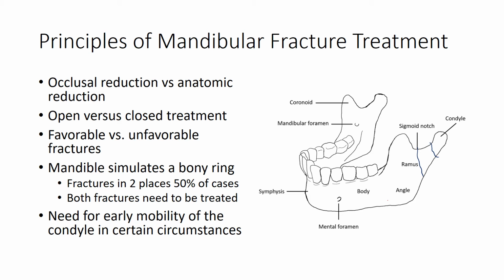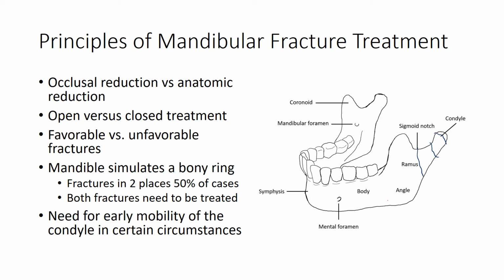So you don't want to put the patient into wire fixation for 6 weeks because it can lead to limited jaw mobility or immobility later on. In intracapsular condylar fractures with intracapsular hemorrhage, the worry is that it could actually lead to bony ankylosis as well. So for subcondylar fractures, condylar neck fractures, or condyle fractures, you want early mobility.